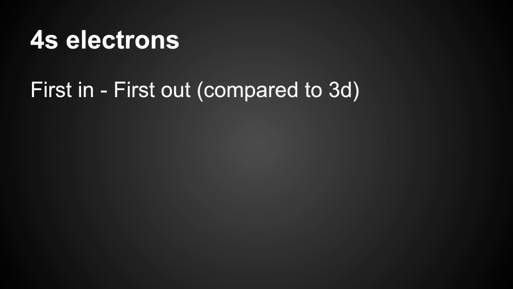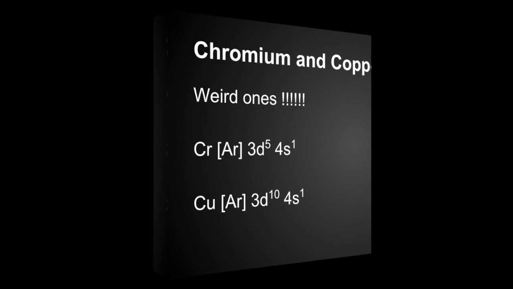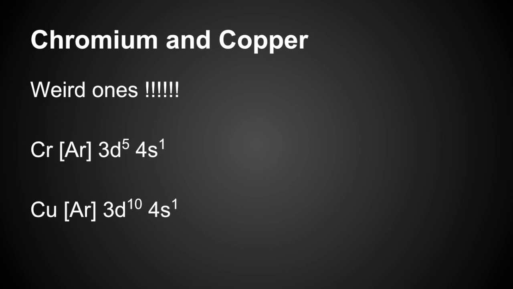Those 4s electrons go in first, but they come out first when you're making the positive ions of transition elements, and that's obviously compared to 3d. So 4s fills before 3d, but they're also lost before 3d. Chromium and copper, they're the weird ones because they have that 4s1 configuration. So you can see the configurations down there.